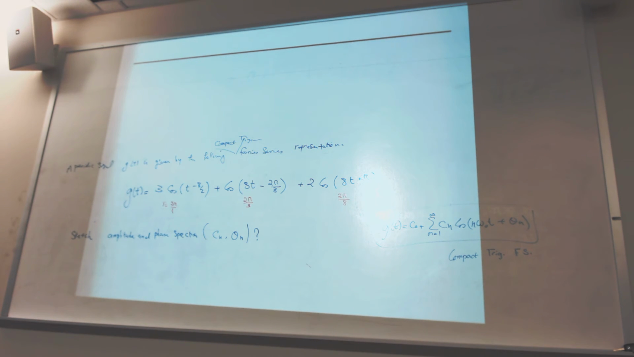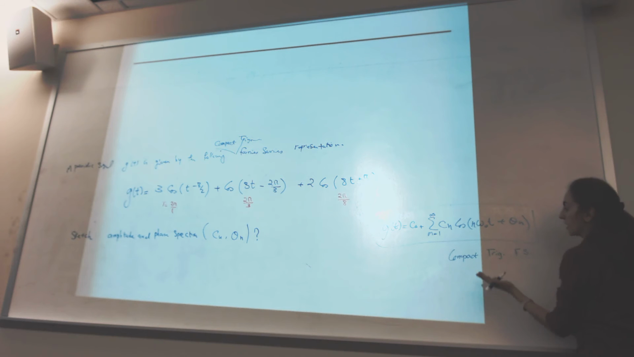C_n is just A_n. It's even, so there's no B_n. In the compact form there's no B_n, just C_n. We had the trigonometric form with A_n and B_n, and in the compact one there's no A_n and B_n, it's just C_n. And this is the case.